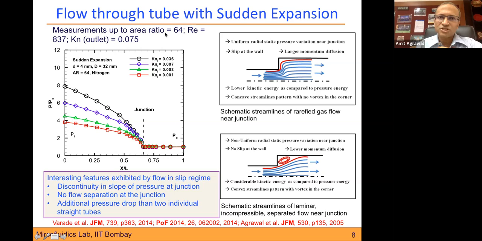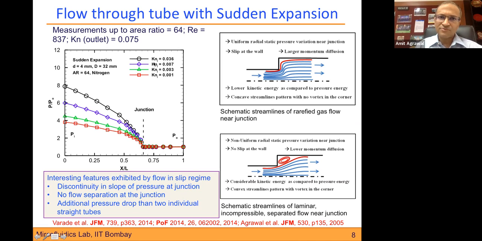I should mention that these measurements are done with a pressure area ratio of 64, a Reynolds number of around 800, and a Knudsen number at the outlet of around 0.1. So this is sort of in the slip regime, close to getting into the transition regime. What is very interesting is that you would normally expect a flow separation. But there is no flow separation, and you can pick up flow separation by looking at regions of adverse pressure gradient, which you don't see in the pressure signal.